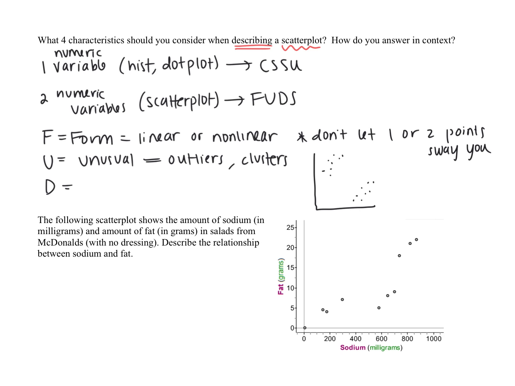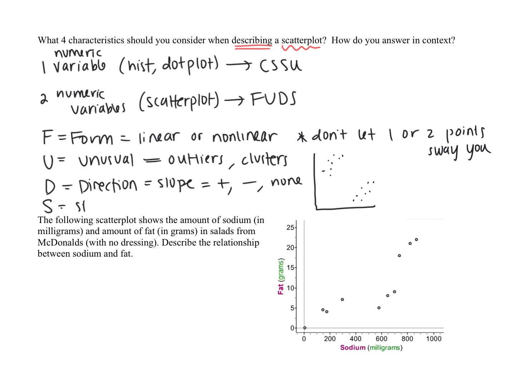Okay, D stands for direction. That's really just slope. And it can be positive direction, negative direction, or none. Again, you're just looking at the general trend. Not every point is going to follow that.